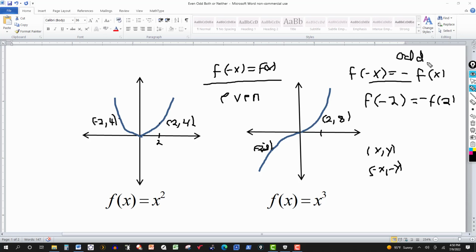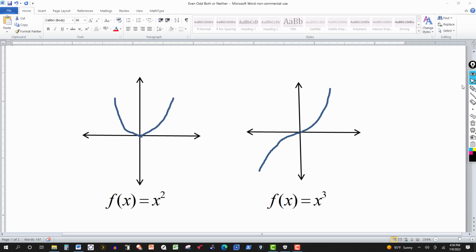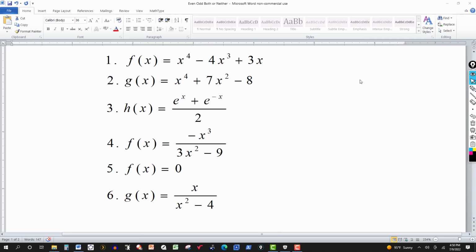And it's symmetric with respect to the origin. Okay, so now we can do this. We want to test the first one. So we'll write f of minus x. And all you have to do is replace the x by minus x. So think of put a parenthesis where the x is and put a minus x there.